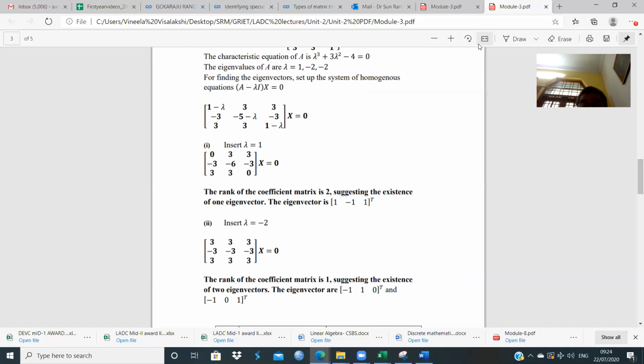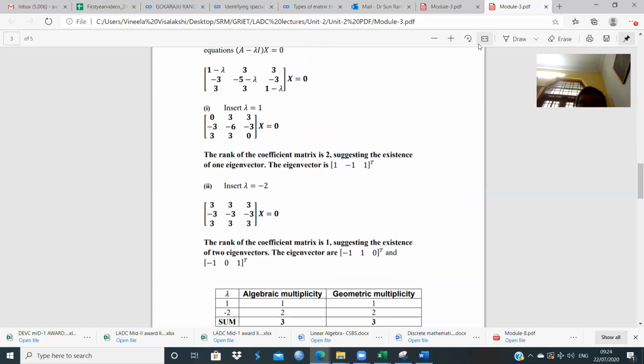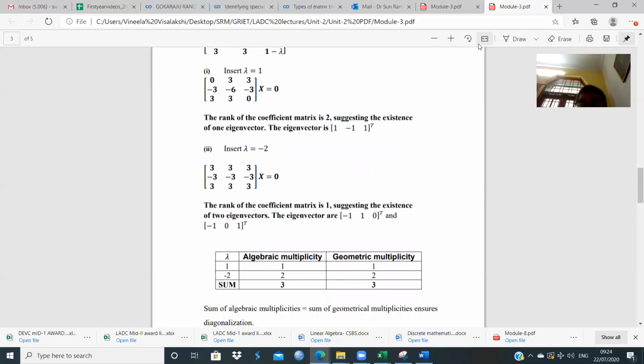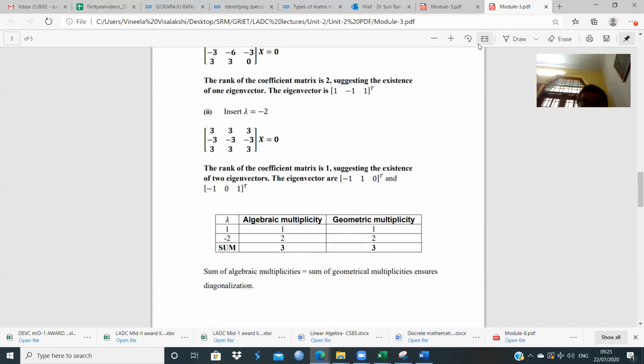Now comes the repeated eigenvalue, lambda equal to minus 2. So when we plug in lambda equal to minus 2 in (A minus lambda I) x equal to 0, we get a homogeneous system of equations. When you find the rank of this coefficient matrix, it returns rank 1, and therefore there are n minus rank, that is 3 minus 1, 2 eigenvectors, which you can find as minus 1, 1, 0 and minus 1, 0, 1. So let's compile the information in this table.